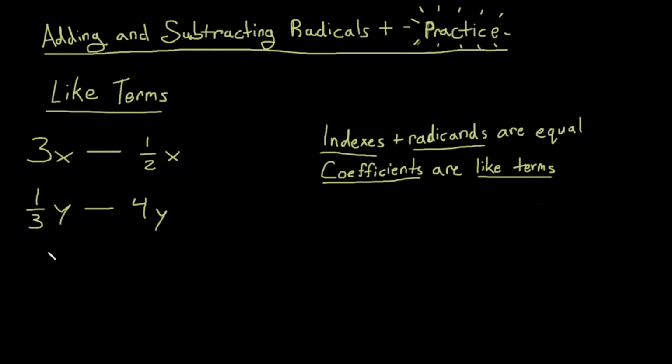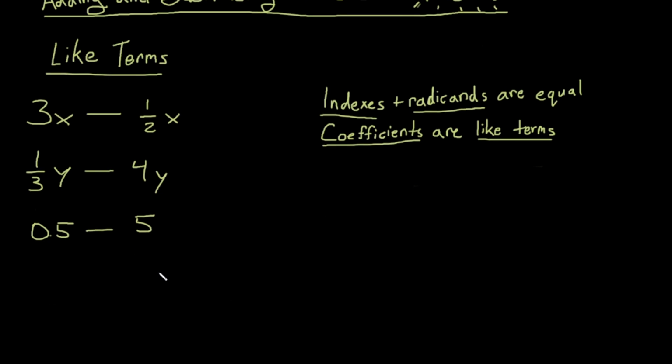Now, this is also the same case if we add just numbers. So if we add 0.5, this would be a like term with 5. And additionally, if we had 2x squared, this would be a like term with 1 over 3x squared.